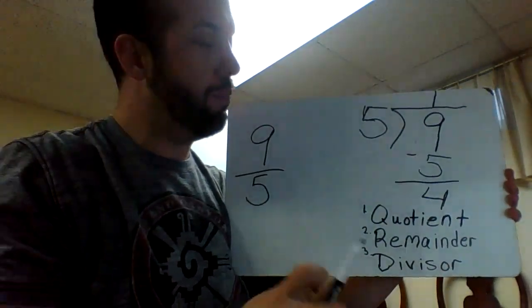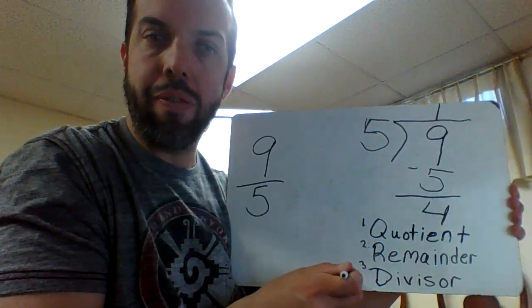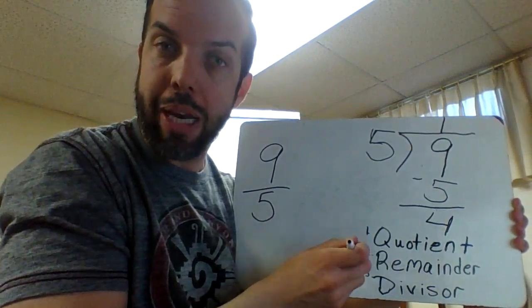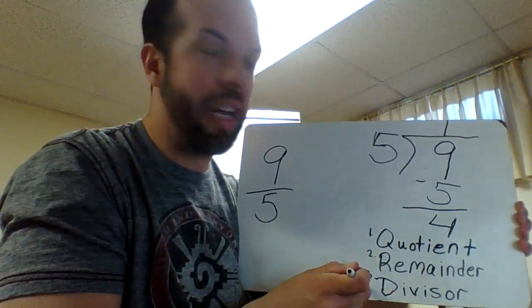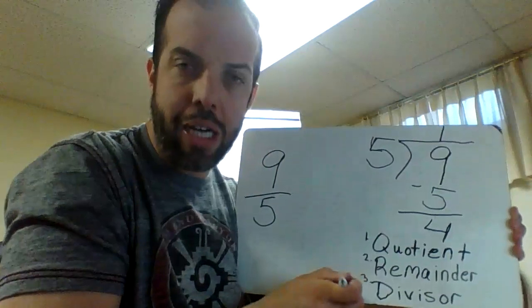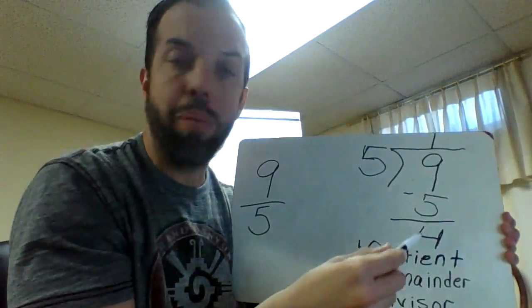So how do I do that? Say it with me. Quotient, remainder, divisor. Get it in your head, because those are the 3 points that we're going to use.